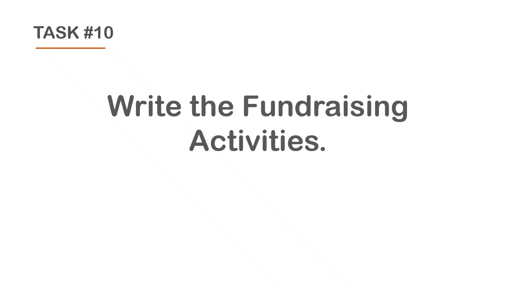So, for example, if you say, well, we're going to get grants, we're going to get tax deductible donations, we're going to get tuition, that's all well and good, but how are you going to get it? And what percentage of each category will comprise the $50,000? Are you going to have $25,000 coming from grant money and $10,000 coming from tuition and so on and so forth? You have to break it down in this particular document. So task number 10 is write the fundraising activities.